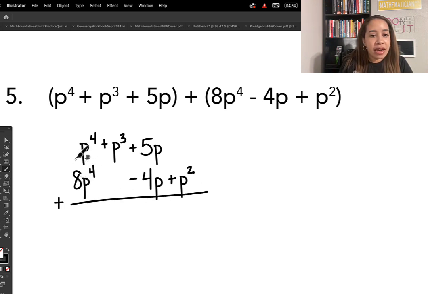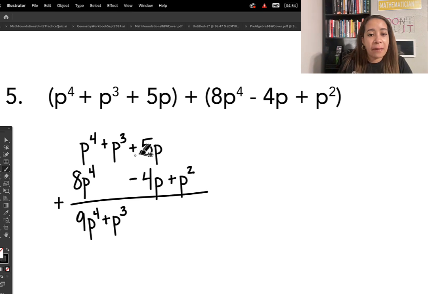I do not see a number in front of this p to the fourth power, so it's an invisible 1. 1 plus 8 gives us 9p to the fourth power. The p to the third power did not match with anything. So I'm just going to bring that down to my final answer and write plus p to the third.